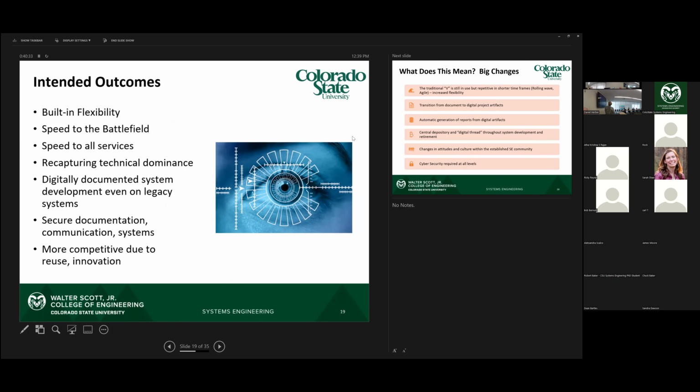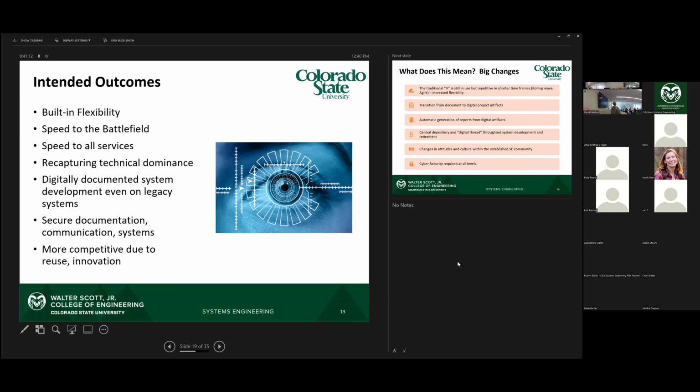Intended outcomes: built-in flexibility. I would not say just speed to the battlefield, but speed to market, speed to services. I think the United States is looking at this as a way to reestablish the technical dominance that we had for many, many years. It's not like that anymore, right? Because there are a lot of countries that are at least as technically advanced as we are in many, many ways. Digitally documented systems, even on legacy systems.